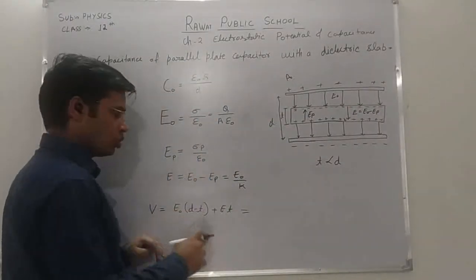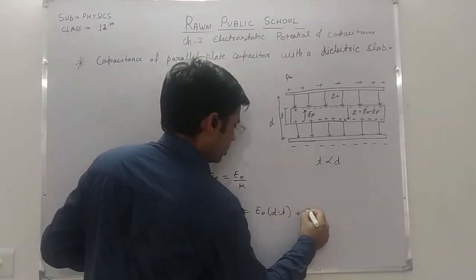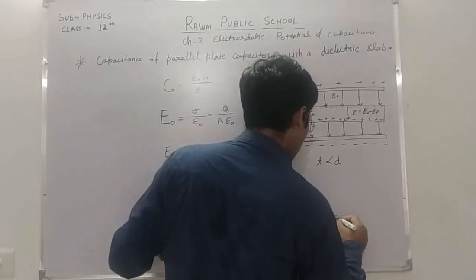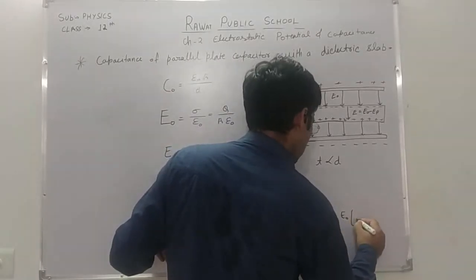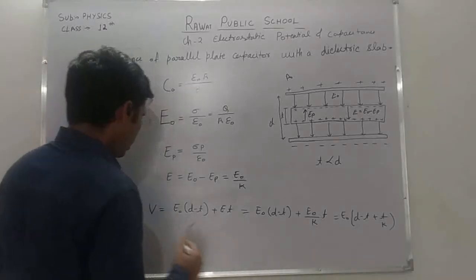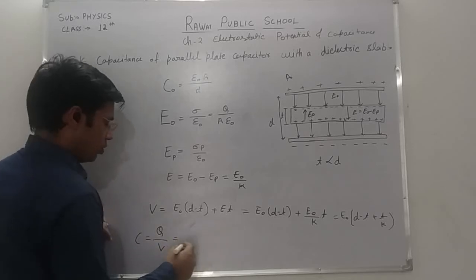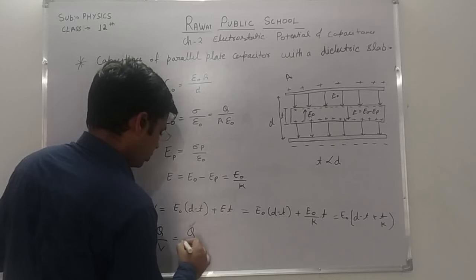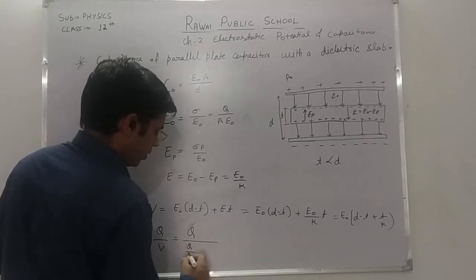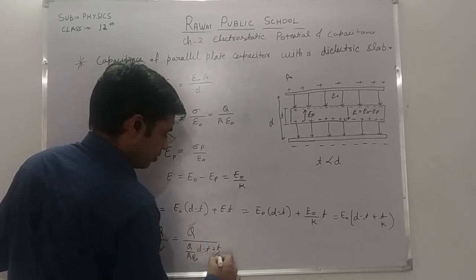Now we can substitute this E as E naught divided by K. So it is E naught times D minus T plus E naught divided by K times T. Take out E naught as common, so this is D minus T plus T divided by K. Now the capacity of the parallel plate capacitor is given by the formula C equals Q divided by V. Substituting the value of V, and substituting the value of E naught as well, this is Q divided by A epsilon naught times D minus T plus T divided by K.